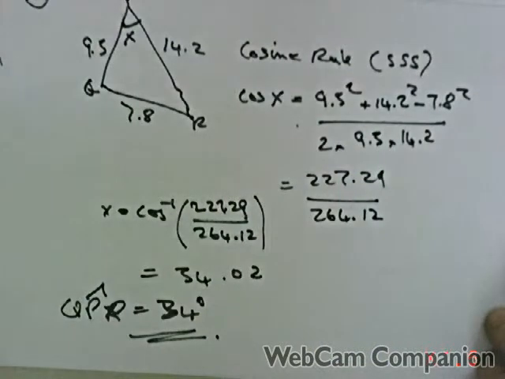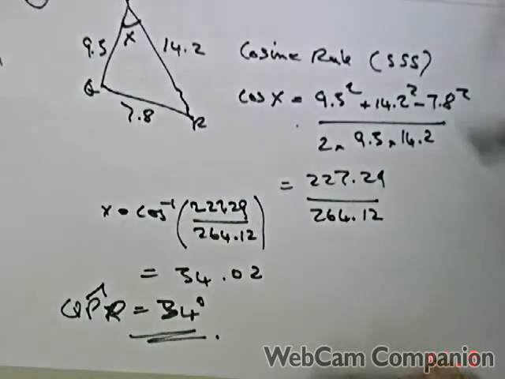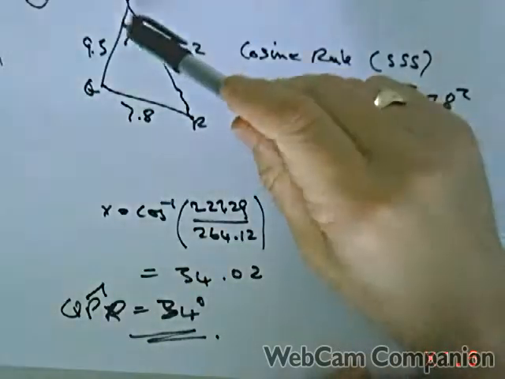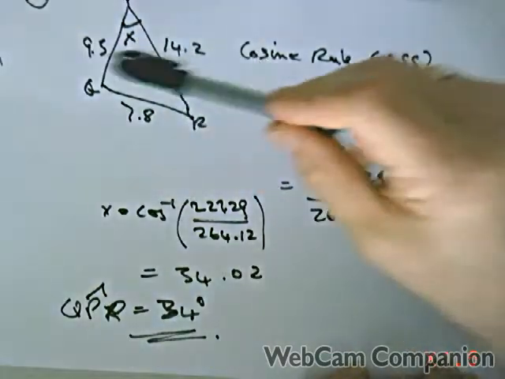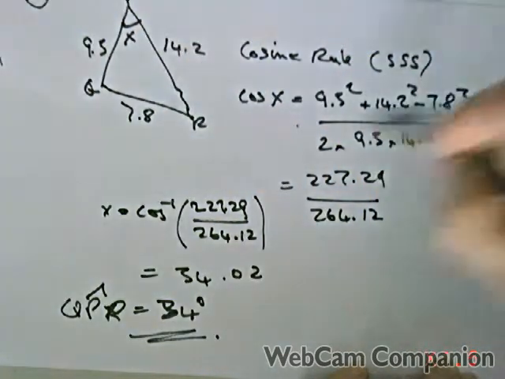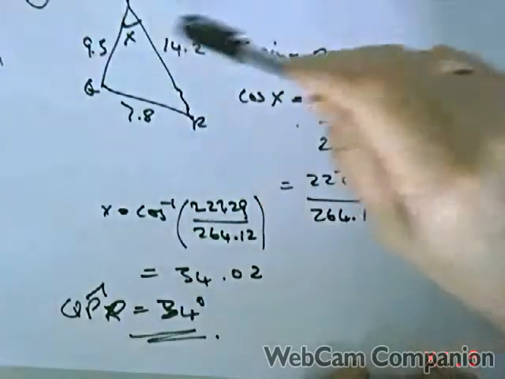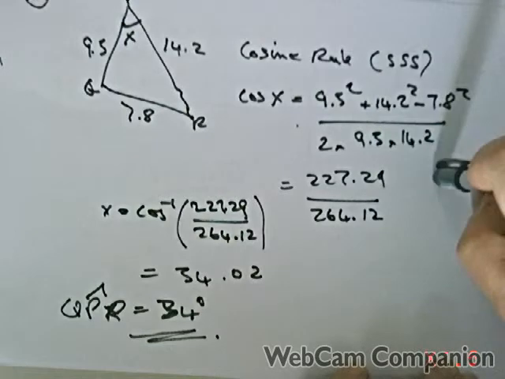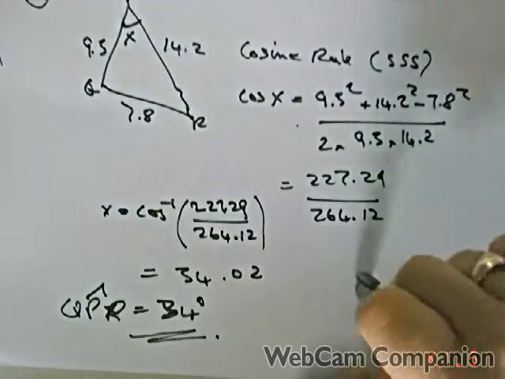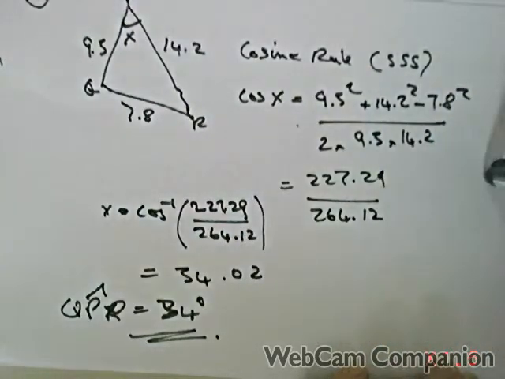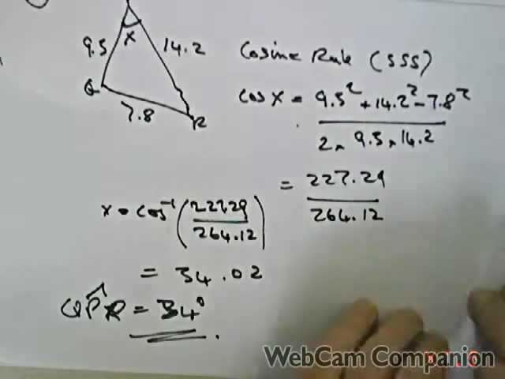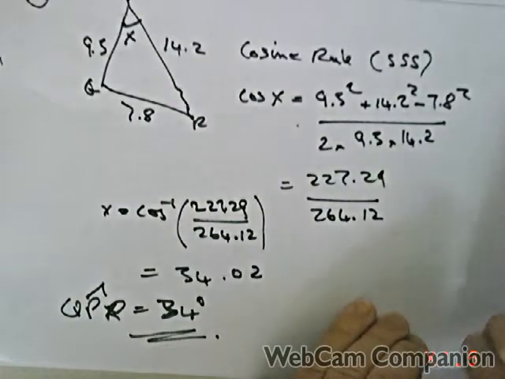Question 4 was the cosine rule. SSS, I thought it might be length of side, but it was angle they wanted. And they want this angle, so it's that squared plus that squared minus this squared, over 2 times 9.3 times 14.2, and you just work that through. I mean, you can pause it if you want to check, and I got 34 degrees for that one.